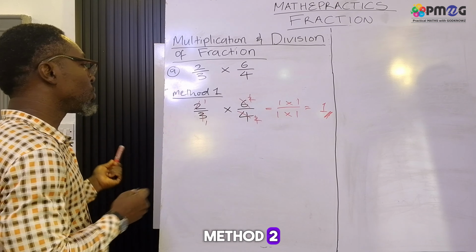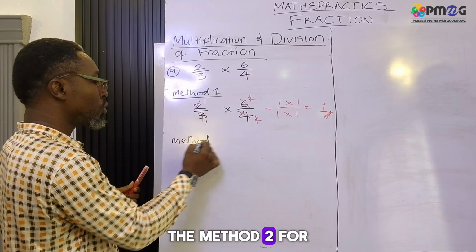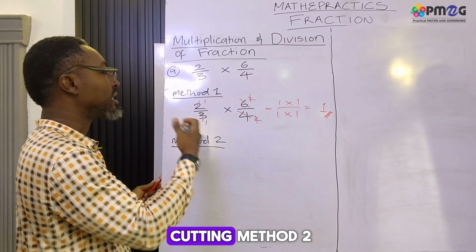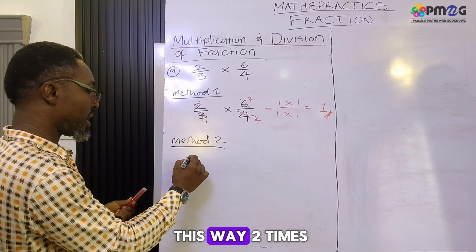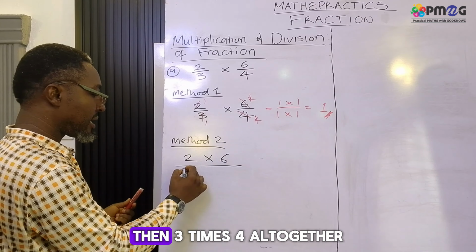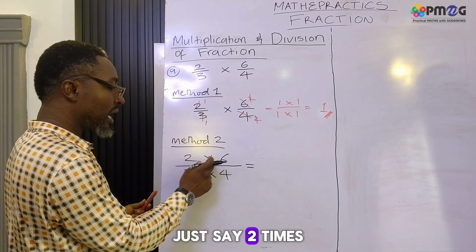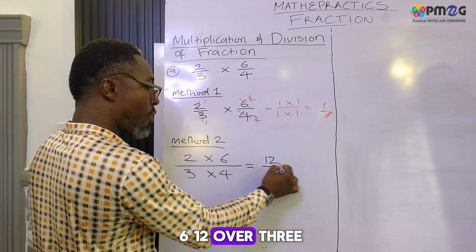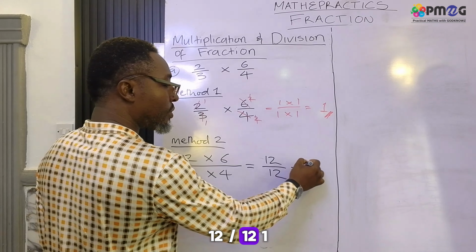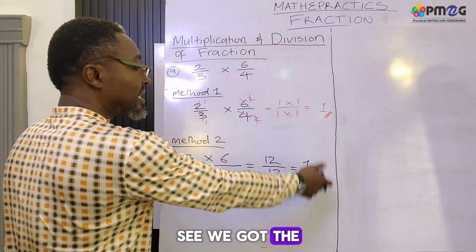Now, what is method 2? Method 2, for those who might be confused by the cutting, you could do it this way. 2 times 6 all together, then 3 times 4 all together. You just say 2 times 6, 12, over 3 times 4, 12. 12 divided by 12, 1. We are still doing the same thing. You can see we got the same answer.